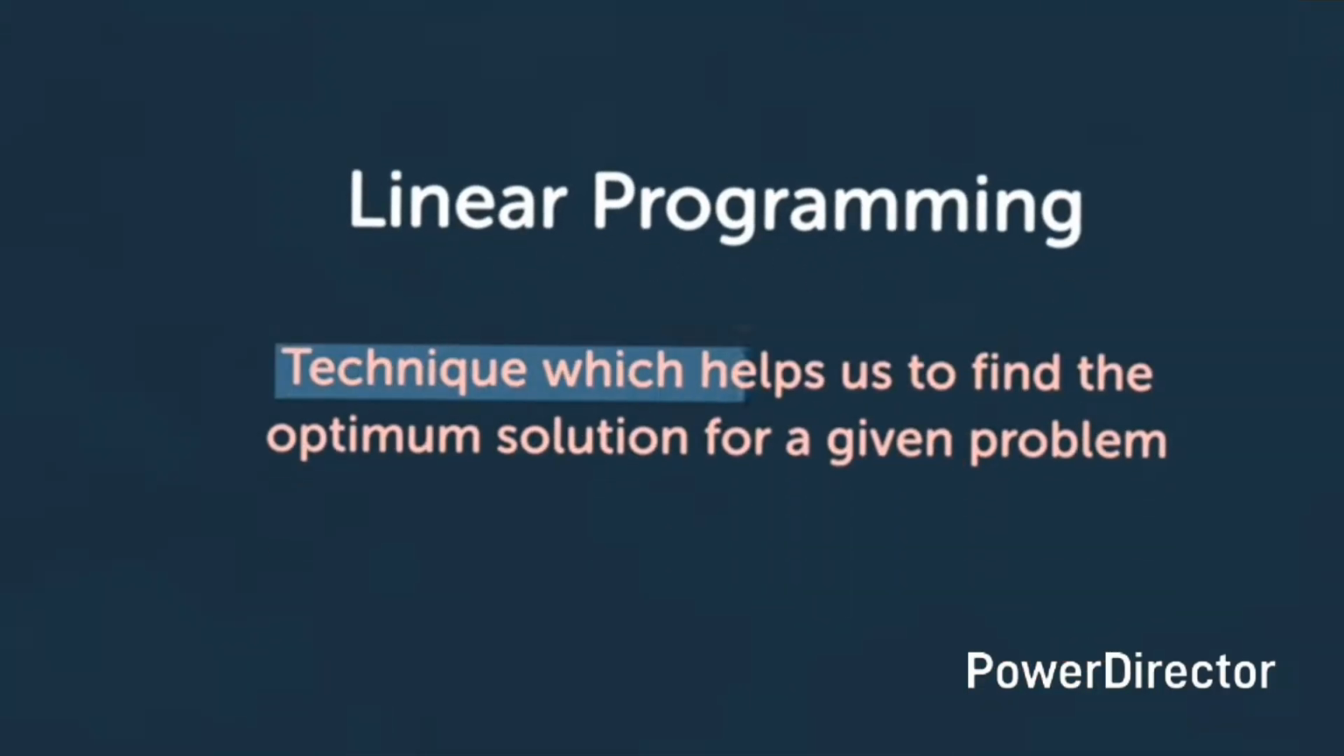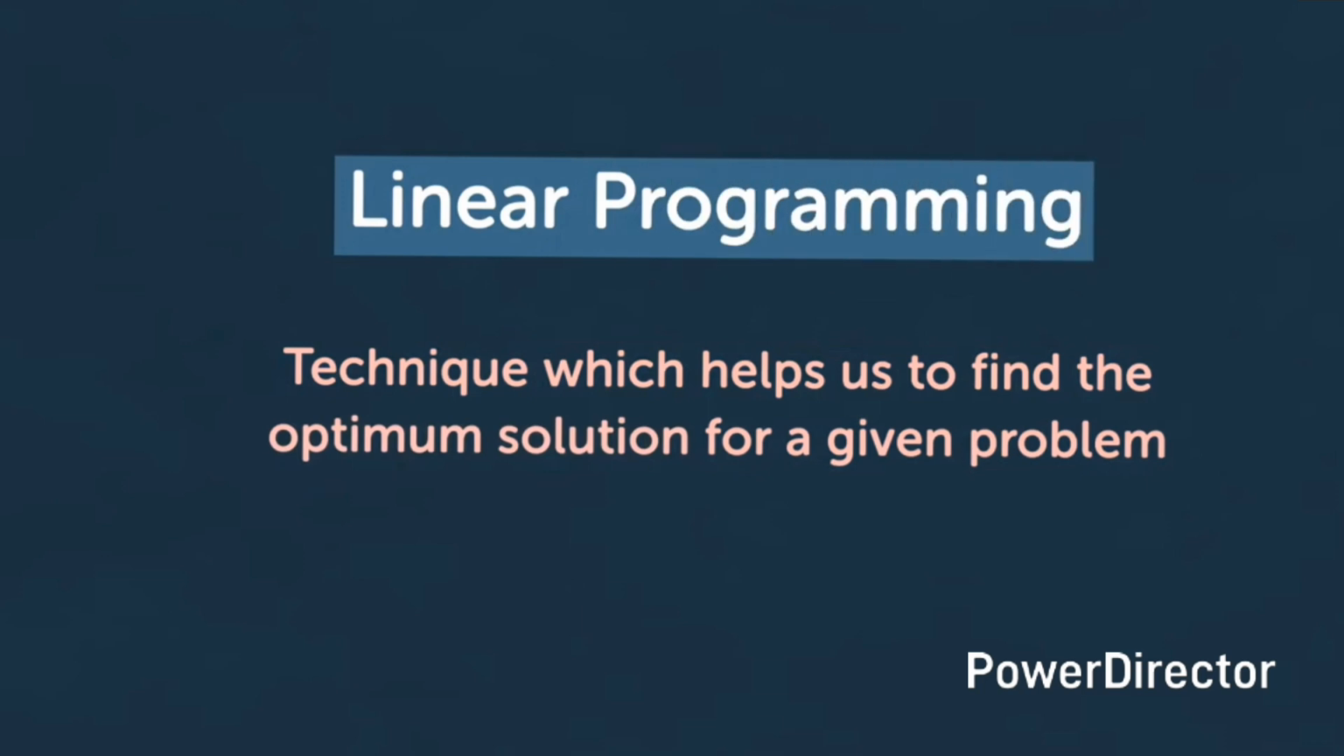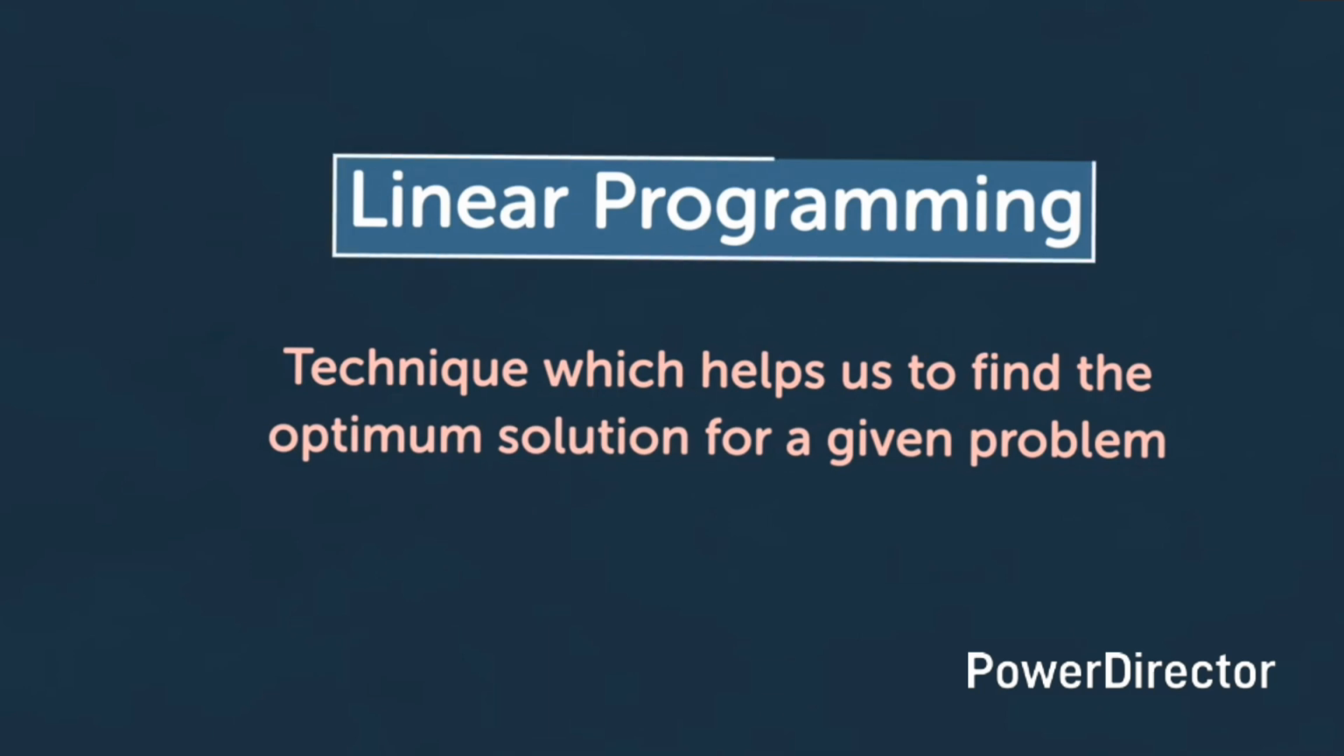Linear programming is a technique which helps us to find the optimum solution of a given problem. An optimum solution is that solution which is the best possible outcome of a given problem. Before we discuss how a linear programming technique is used to solve problems, let's understand what kind of problems can be solved using this technique.